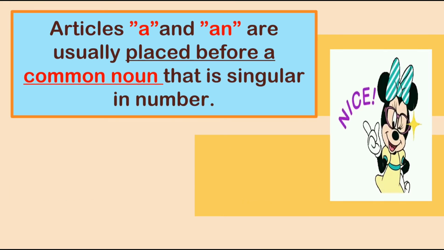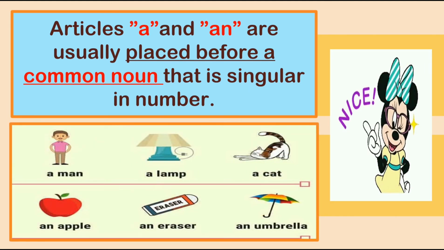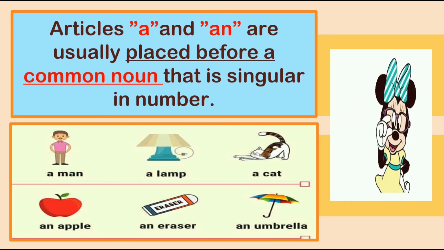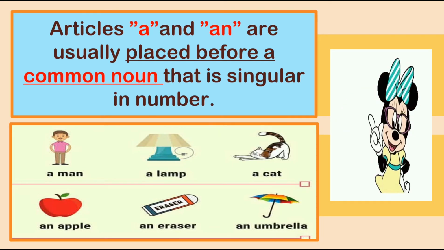Like I've said, articles a or an are usually placed before a common noun that is singular in number. So in this slide, I have other examples for you. So we have a man, a lamp, a cat. For an, we have an apple, an eraser, an umbrella.